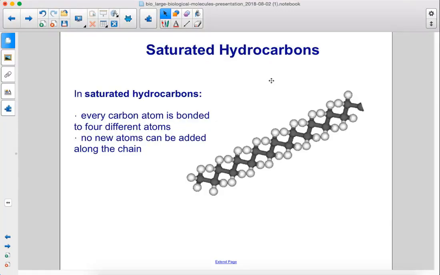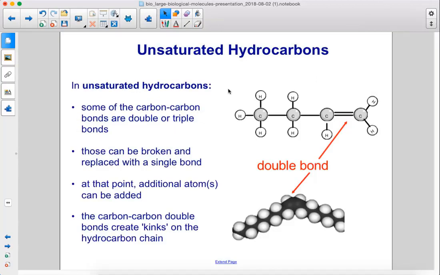In saturated hydrocarbons, every carbon atom is bonded to 4 different atoms, and no new atoms can be added along the chain. In unsaturated hydrocarbons, some of the carbon-carbon bonds are double or triple bonds. Those can be broken and replaced with a single bond. At that point, additional atoms can be added. The carbon-carbon double bonds create kinks on the hydrocarbon chain.